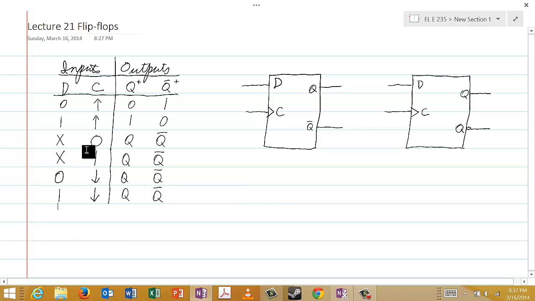So the only time when anything will happen here is when the clock is going from 0 to 1. Otherwise, in all the other cases, the next value of Q is the present value of Q, and the next value of Q complement is the present value of Q complement. It's only for the positive edge triggered D flip-flop, it's only in these two cases that anything will change for the output. And likewise, for the negative edge triggered D flip-flop, we would have Q here and here, Q complement here, and down here we would have a 0 and a 1.